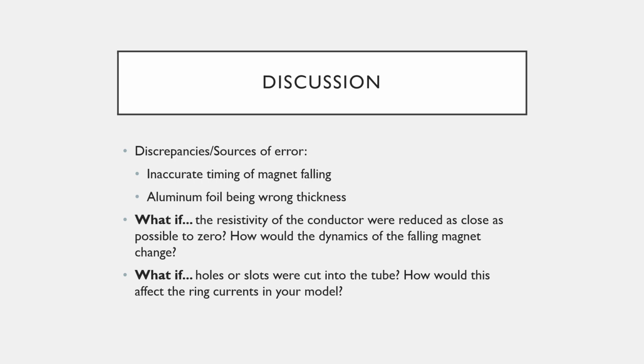And then if holes or slots were cut into the tube, how would this affect the ring currents in your model? If there were holes, that would disrupt the flow of the magnetic current, meaning there would be less force and the magnet would fall faster.